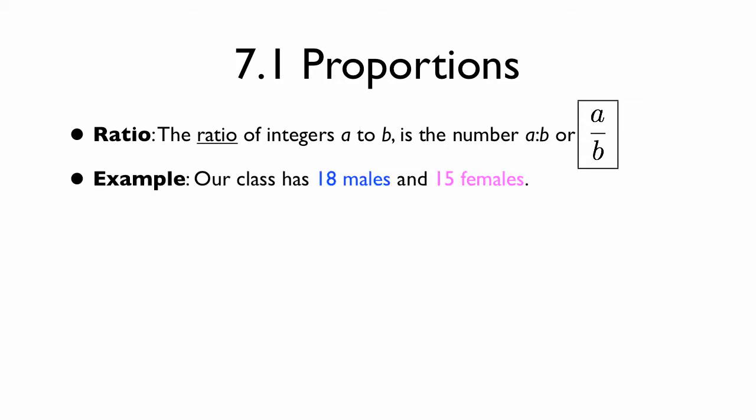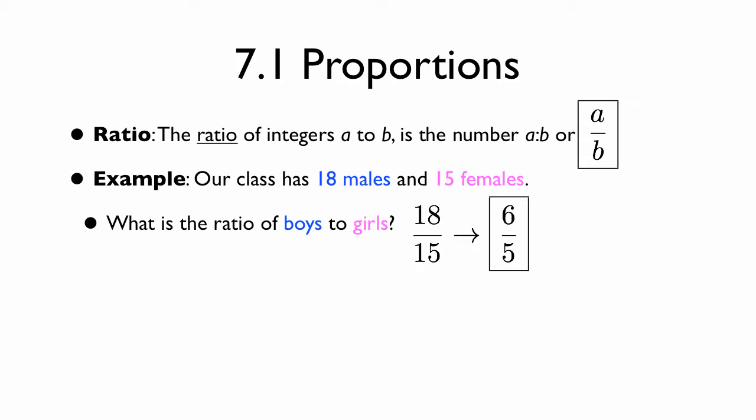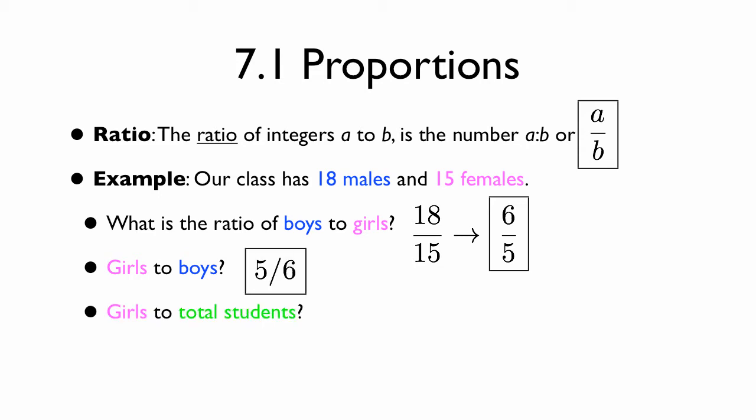So take, for example, let's say our class had 18 males and 15 females. The ratio of boys to girls would be 18 over 15, which reduces to 6 to 5. If we turn that around and ask what's the ratio of girls to boys, that would be 5 to 6. And if we asked for the ratio of girls to total students, that would be 5 to 11.